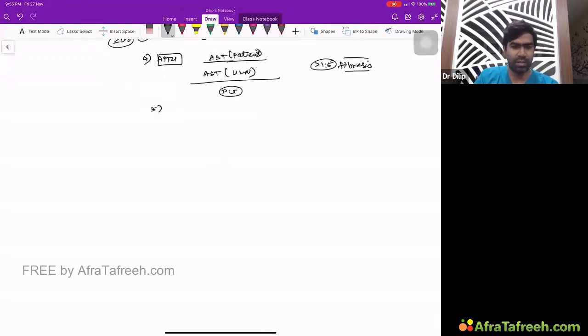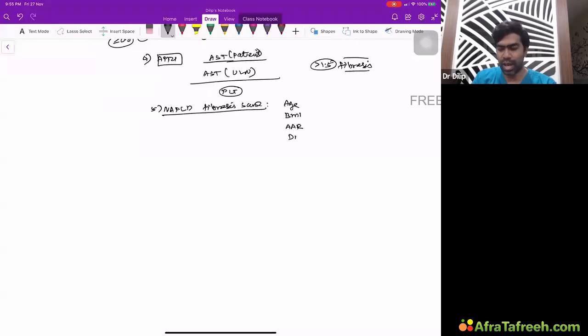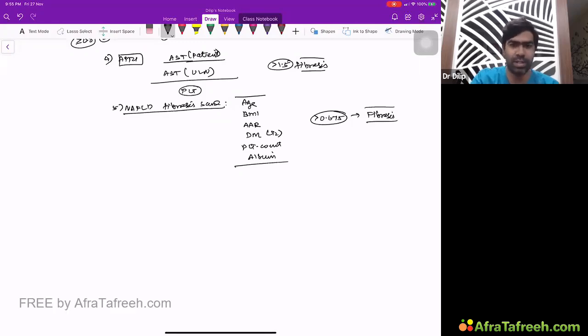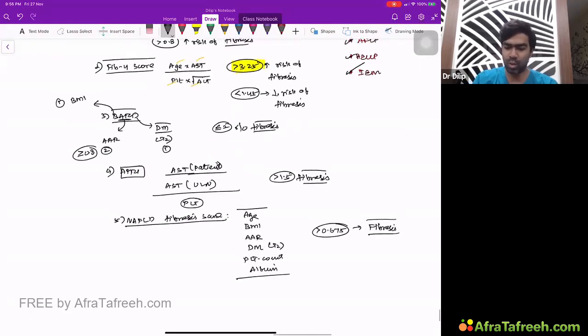And finally, we have something called the NAFLD fibrosis score. There are various components that it uses. One is the age, second is the BMI, and of course the AST-ALT ratio, then diabetes mellitus, especially type 2, then platelet count, albumin; so many parameters it takes together and gives a score. Any score more than 0.675 tells you the patient has advanced fibrosis. Anything less than minus 1.455 tells you the patient does not have fibrosis. So these are the different scoring systems available.